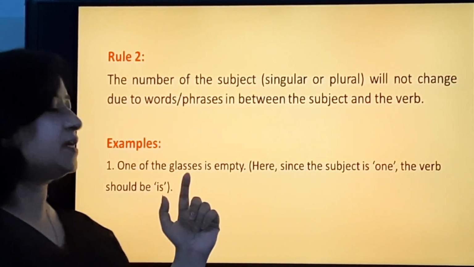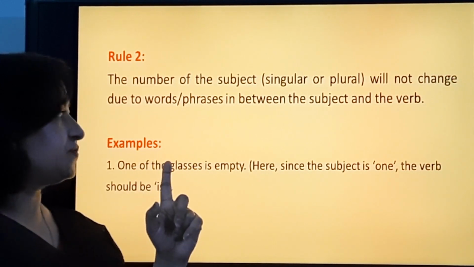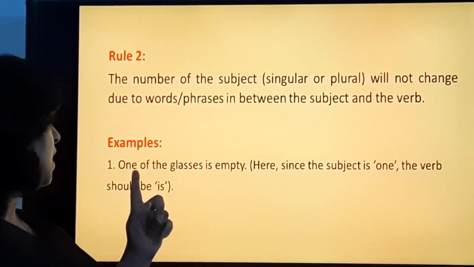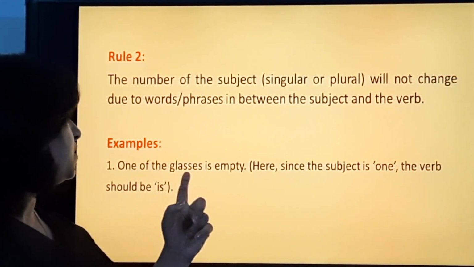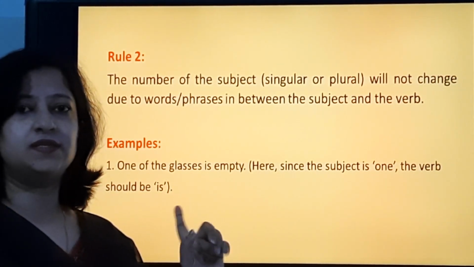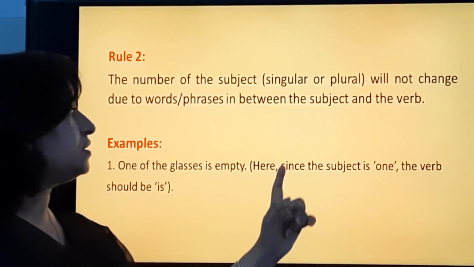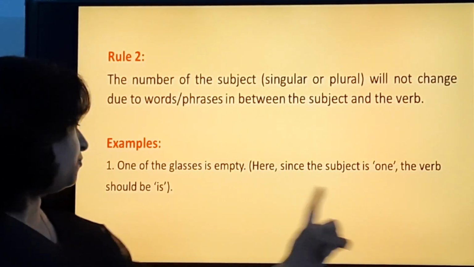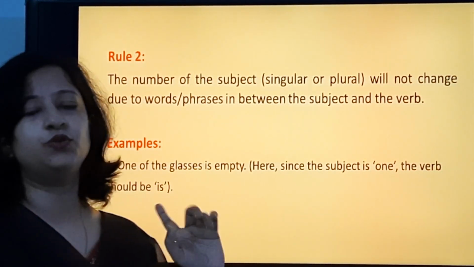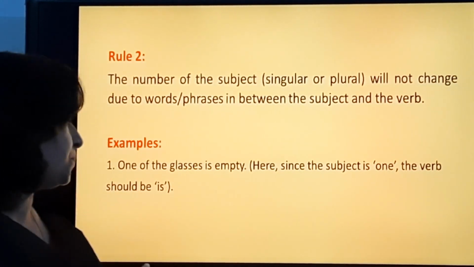One of the glasses is empty. So, one of the glasses, we are talking about only one glass. Now, the phrase that has come between is "of the glasses", a group of words that has come in between. Here, since the subject is one, the verb should be is. So, is should be used according to one, because one is singular. I hope children this is clear.